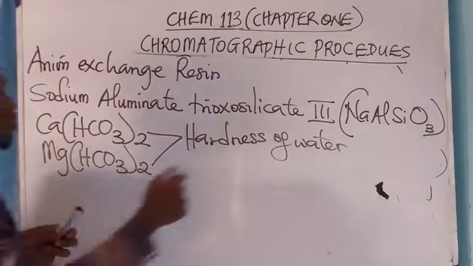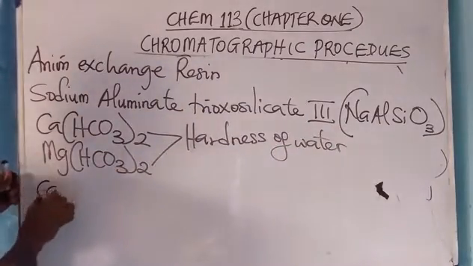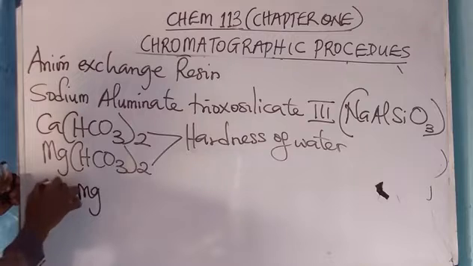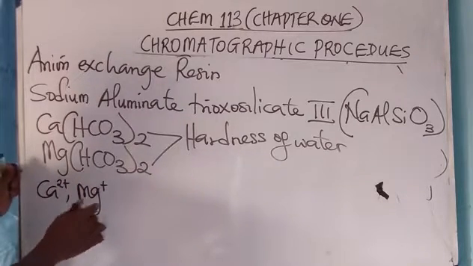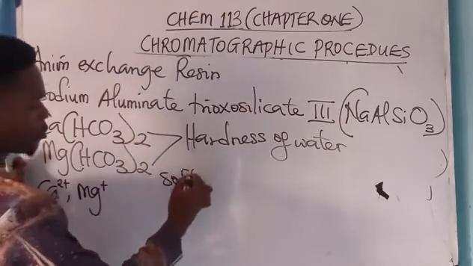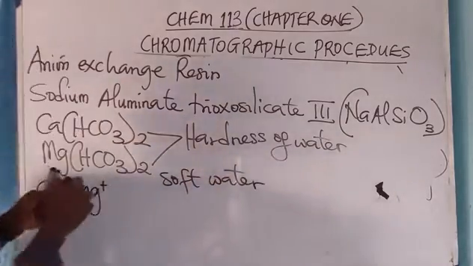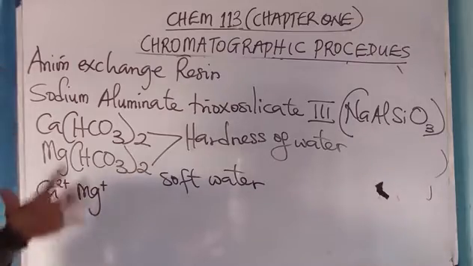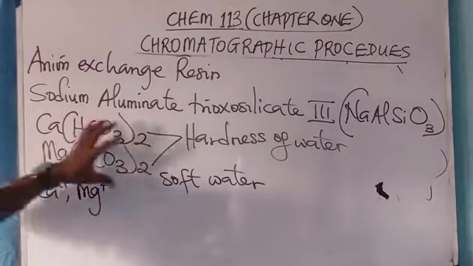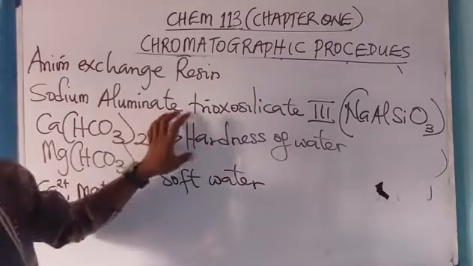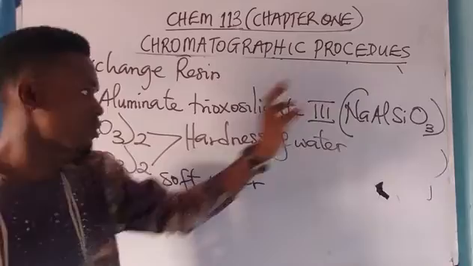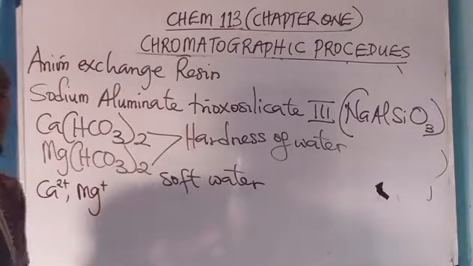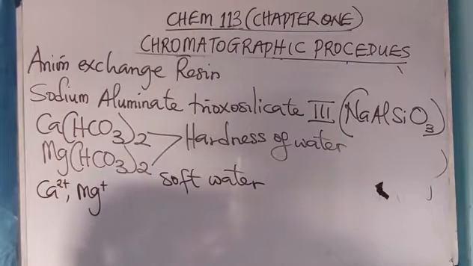As soon as sodium displaces the calcium ion, which should be 2 plus, and the magnesium ion, the water that comes out becomes soft water. So this ion exchange resin is restricted to the purification of domestic water. The process involves passing hard water through this resin. As soon as water is passed into it, the sodium present displaces these two ions responsible for the hardness, and you have soft water. So please take note of that. It is very important.